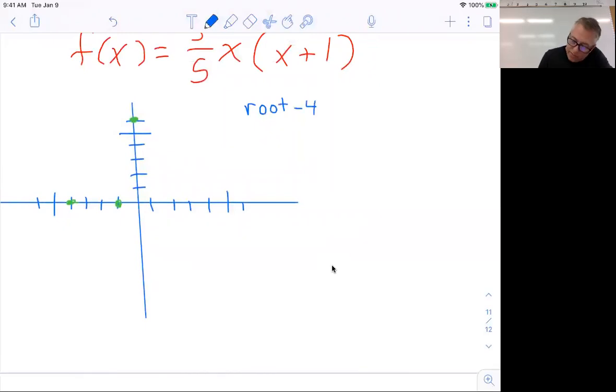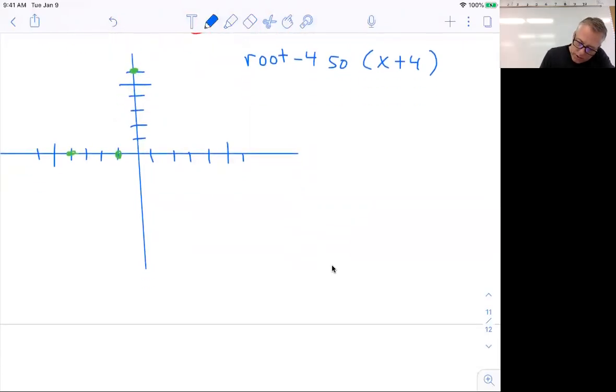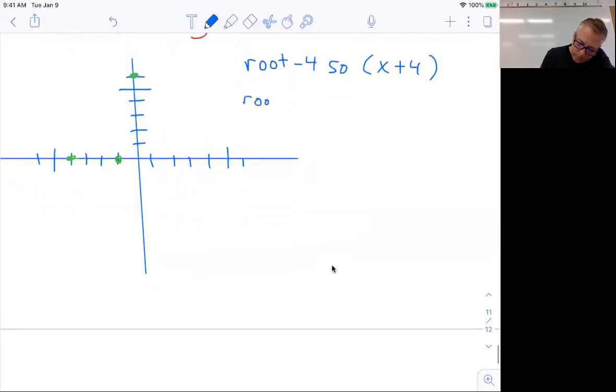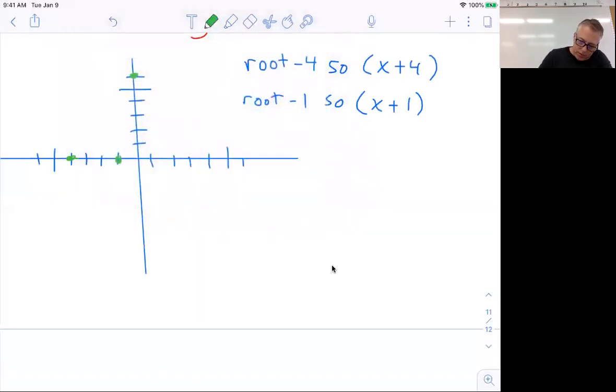So that means we have a factor of x plus 4. So that's part of our function is x plus 4. We also have a root at -1 or x-intercept at -1. So that means we have a factor of x plus 1. Now, I'm going to draw the graph. So starting down here, it's going to go through -4, but it's going to bounce at -1 like that.